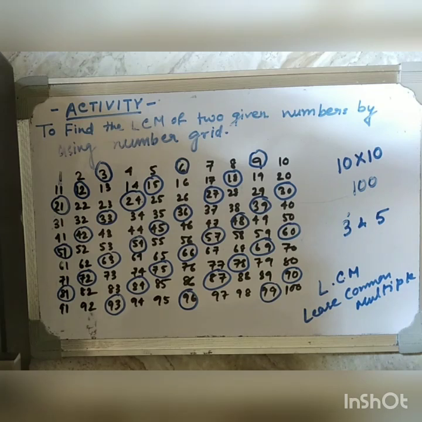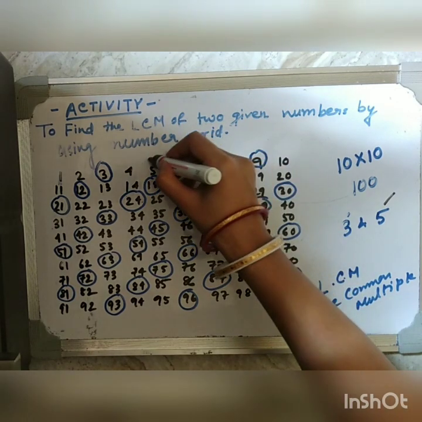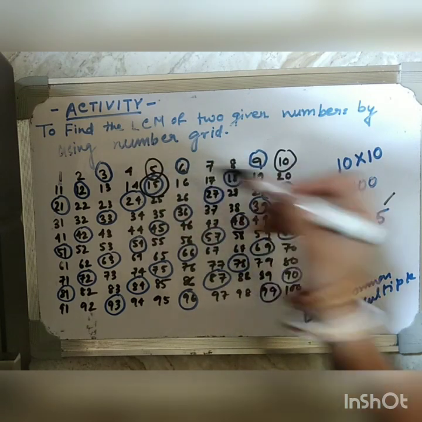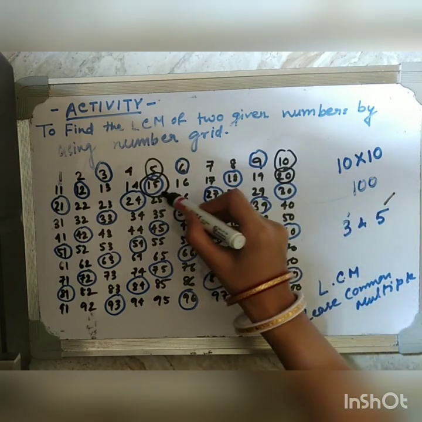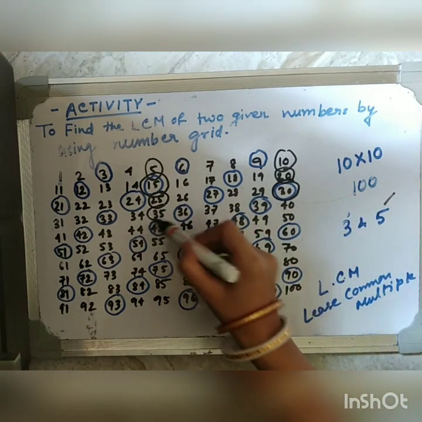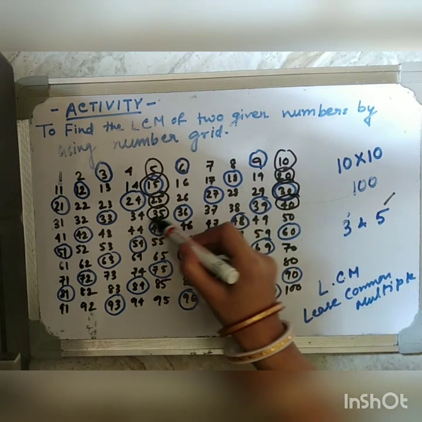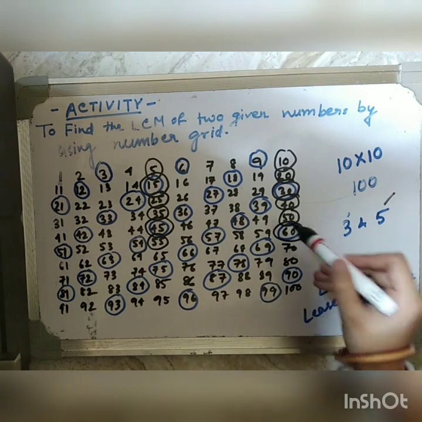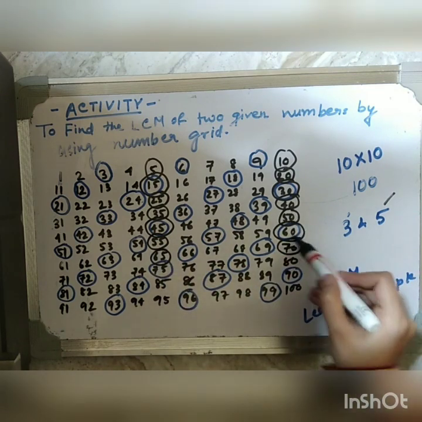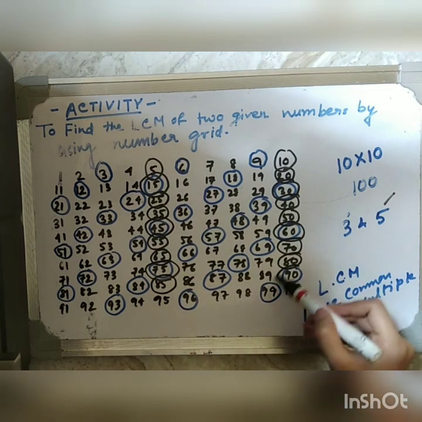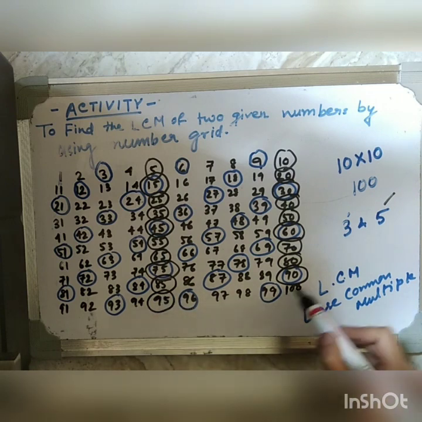Now what we have to do? I will encircle the multiples of 5. Now let's do that. 5, 10, 15, 20, 25, 30, 35, 40, 45, 50, 55, 60, 65, 70, 75, 80, 85, 90, 95, 100.